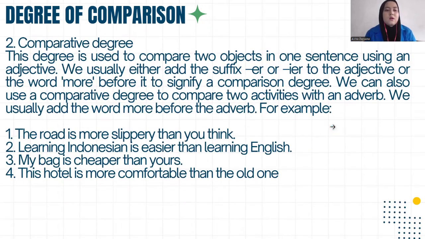And we got comparative degree. This degree is used to compare two objects in one sentence using an adjective. We usually either add the suffix "er" or "ier" to the adjective, or the word "more" before it, to signify a comparison degree. We can also use a comparative degree to compare two activities with an adverb. We usually add the word "more" before the adverb.